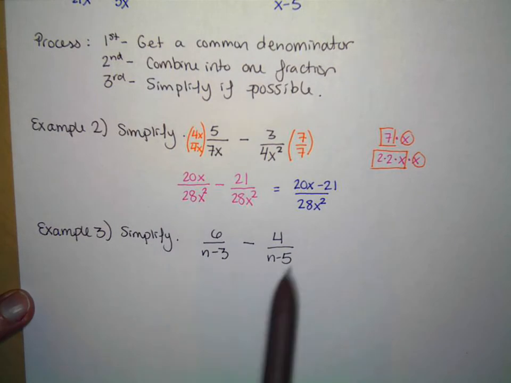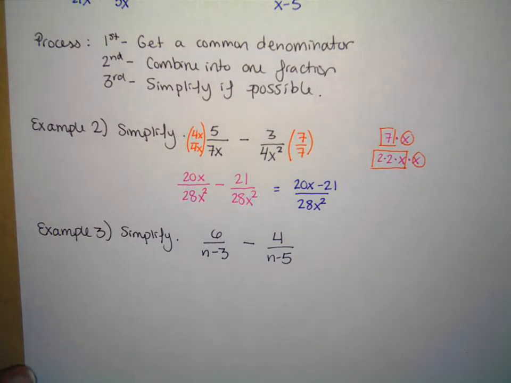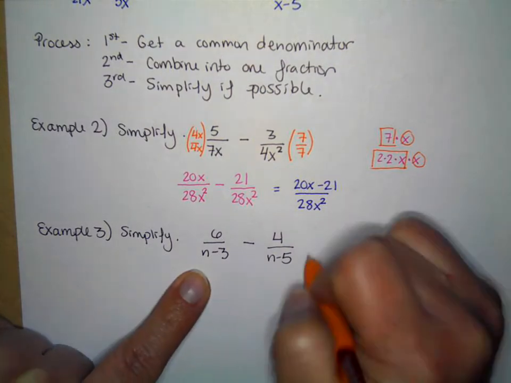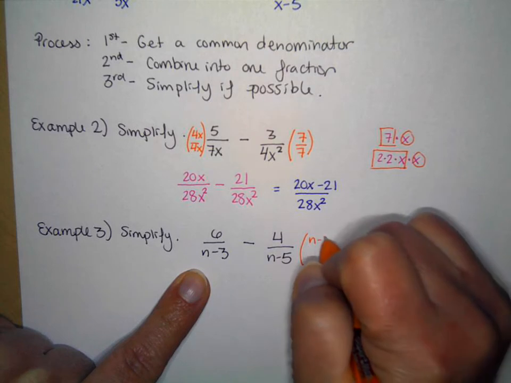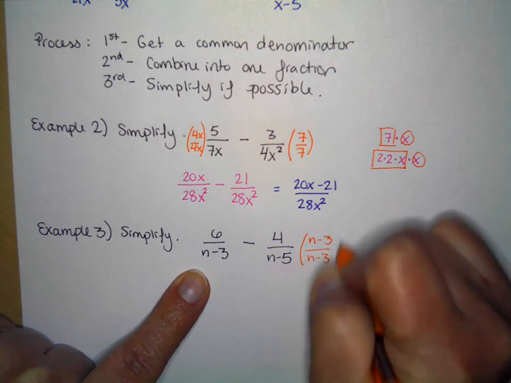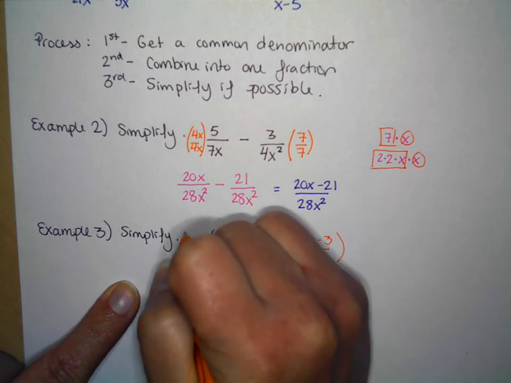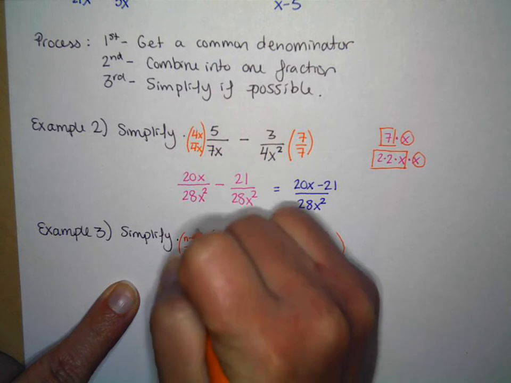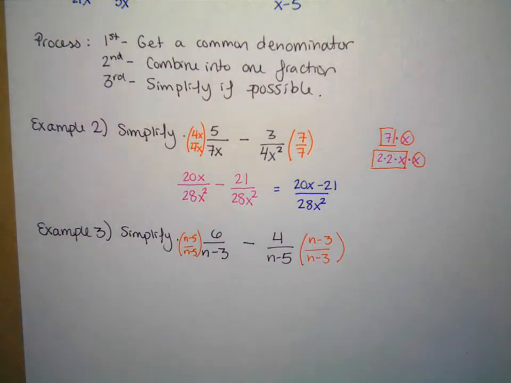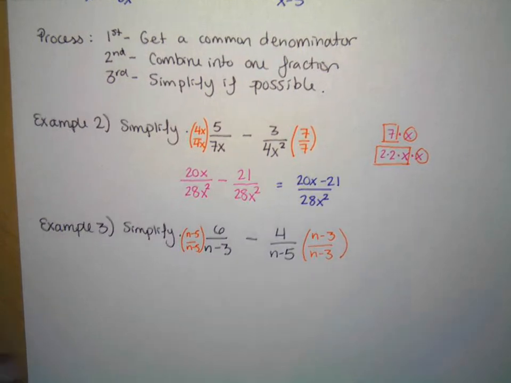There's nothing I can do to factor those denominators. So on a problem like this, to get that common denominator, you actually just multiply by the other denominator. I'm going to multiply the second fraction by n minus 3 on top and bottom, and I'm going to multiply the first fraction by n minus 5 on top and bottom. One of the most common mistakes that people are going to make on these problems is to not distribute. So please watch out for that.